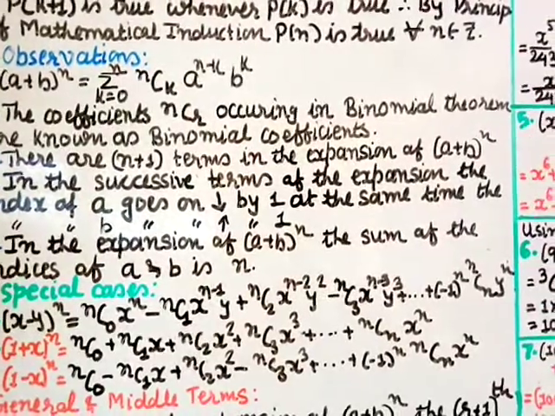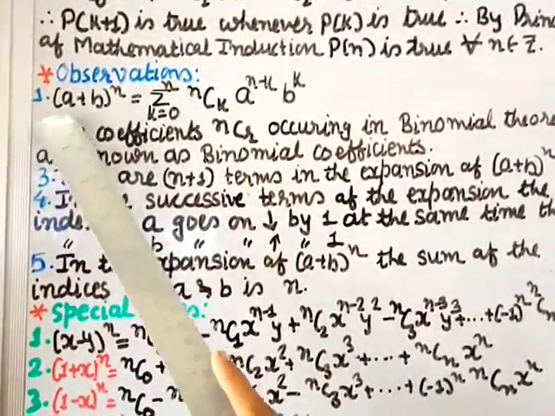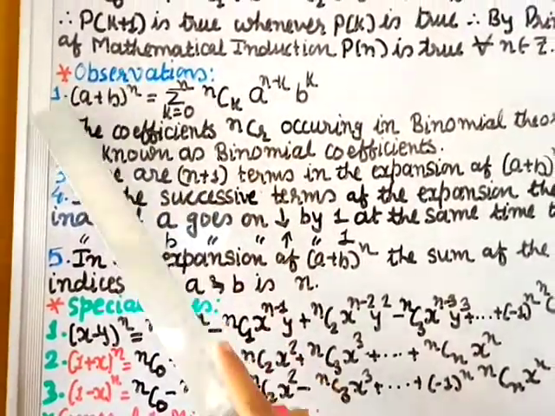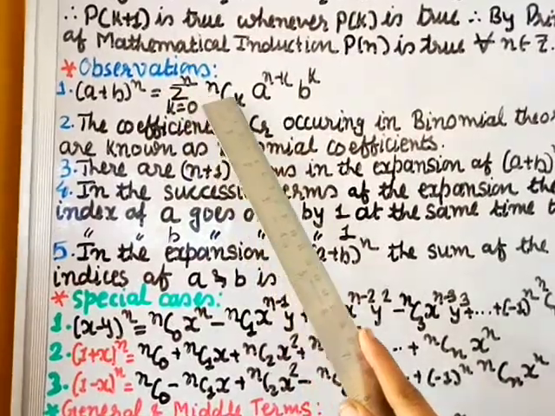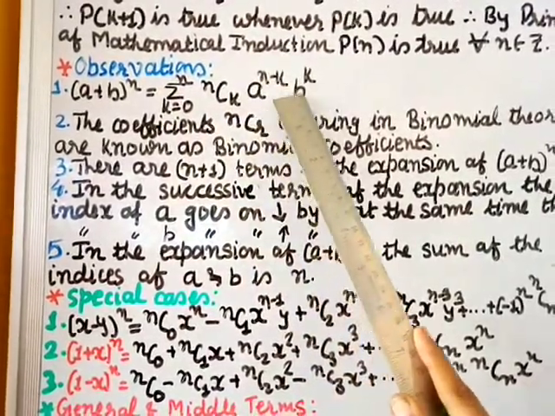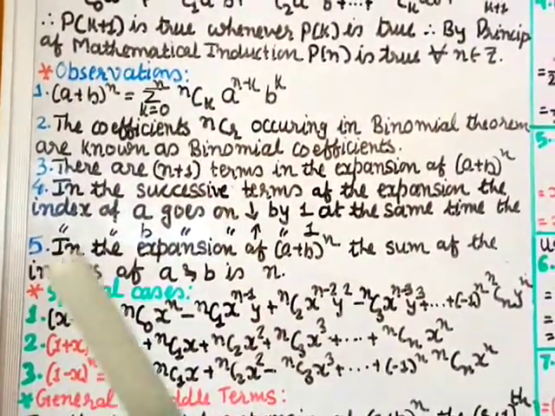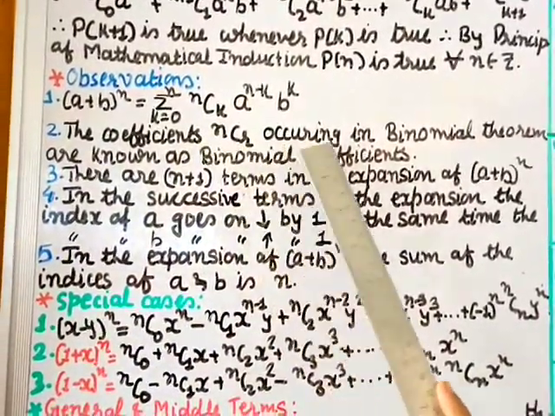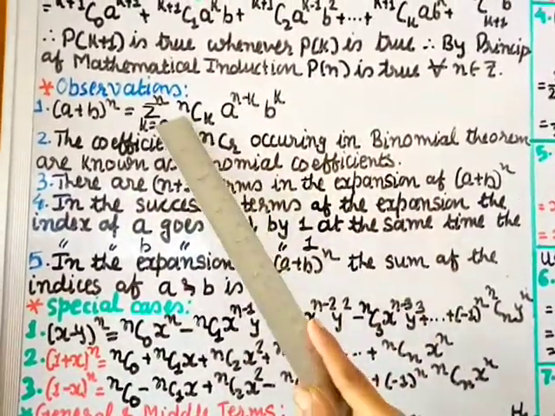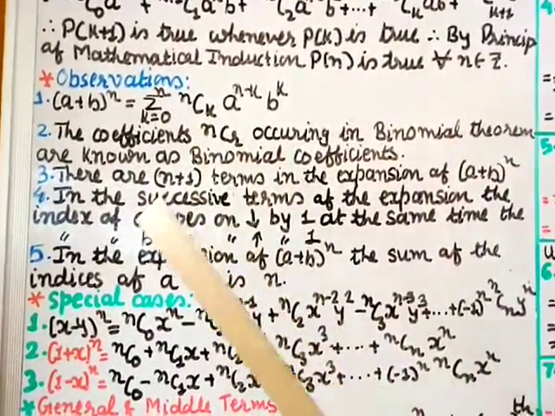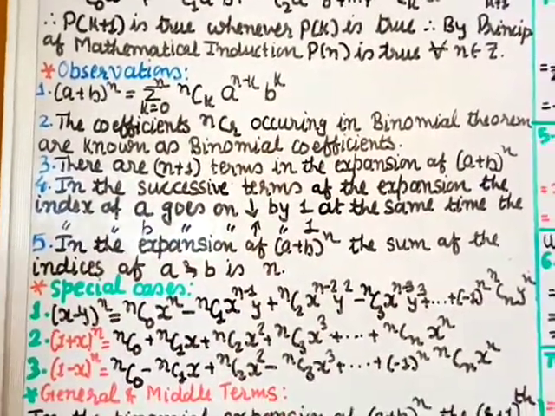Now we have some observations on the binomial theorem. Number 1: a plus b power n, this binomial expansion can also be written as sigma k equal to 0 to n, nck a power n minus k b power k. This can be written as a summation, in sigma form. The coefficients nCr occurring in the binomial theorem are known as binomial coefficients. So nCk, the same way nCr, that is the general form, these are called binomial coefficients.